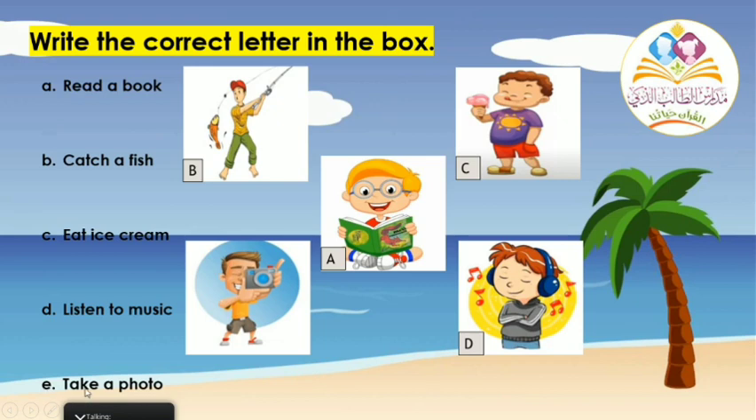E, take a photo. Take a photo. Everybody say photo. Say photo. PH here sounds as f. Photo. Very good. This is letter E. Who got perfect score? Very good.